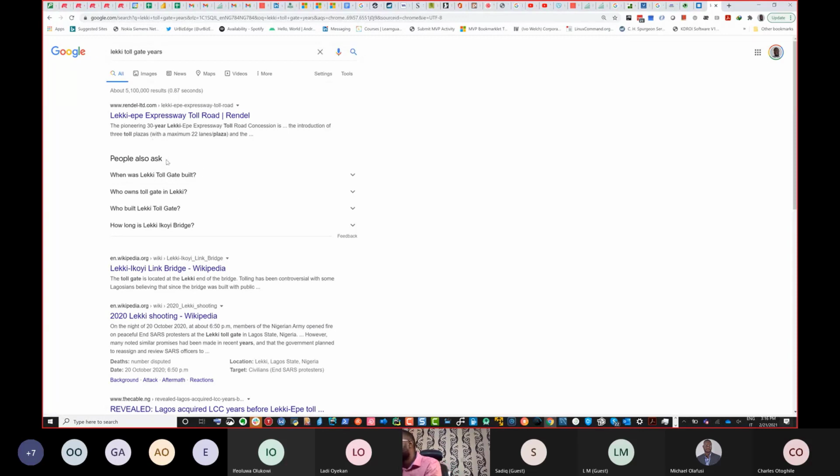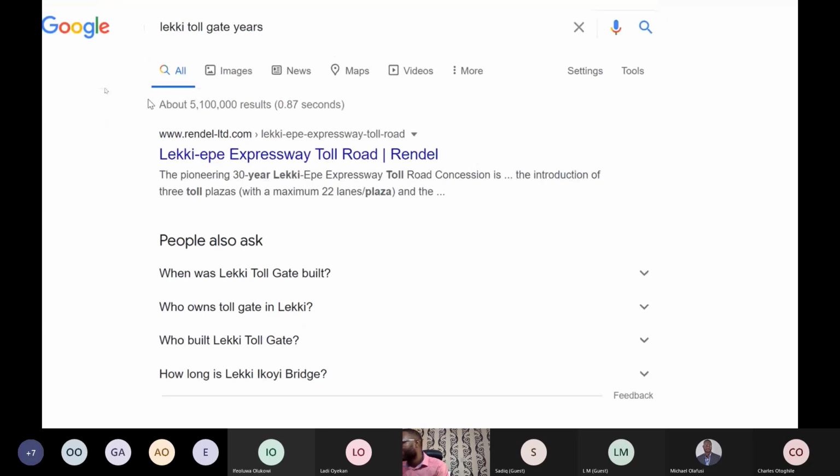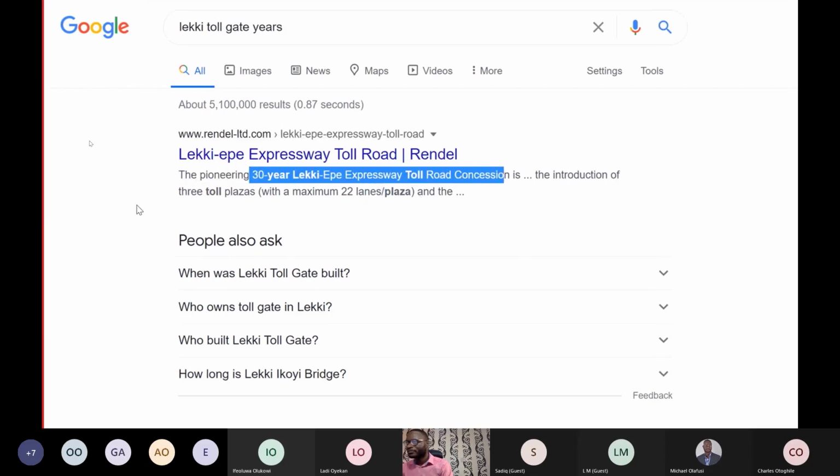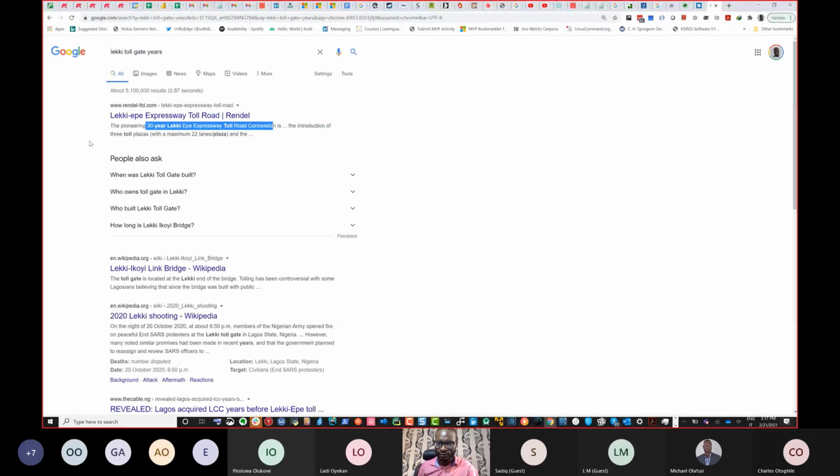It's a 30-year concession. Can you see? They even made it public. It's public knowledge: 30-year Lekki Expressway Toll Gate concession. If you dig deeper, you even find the financiers. At that time it was a very big project, and some aspects of it were really public. There was public information.